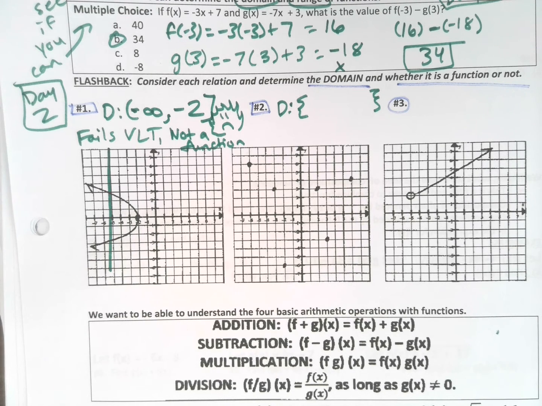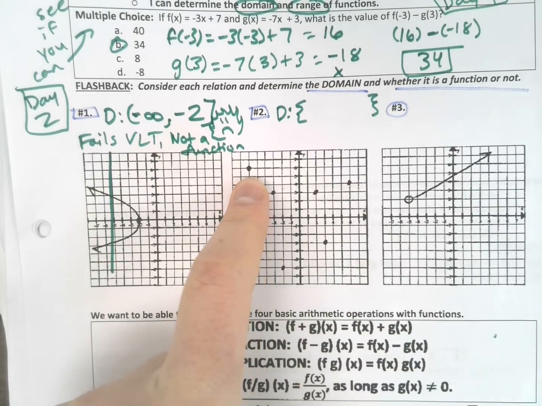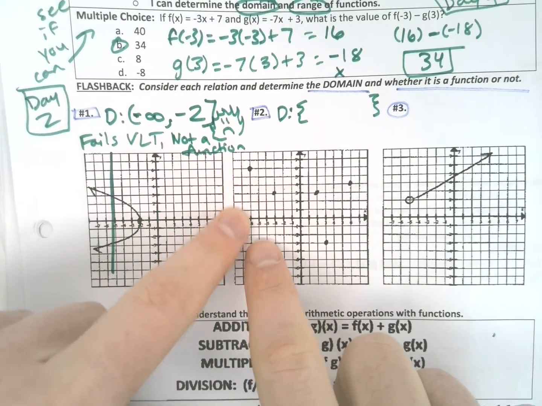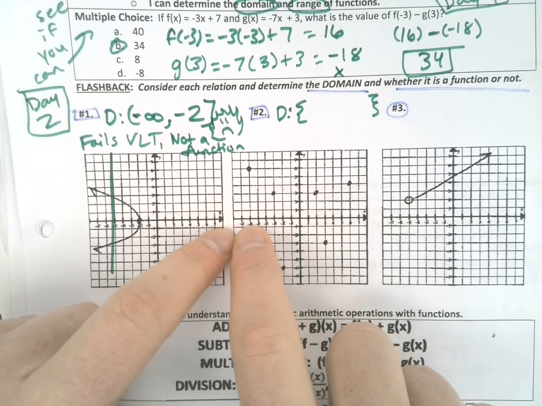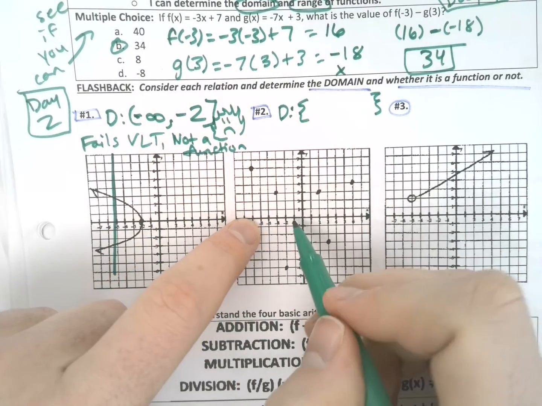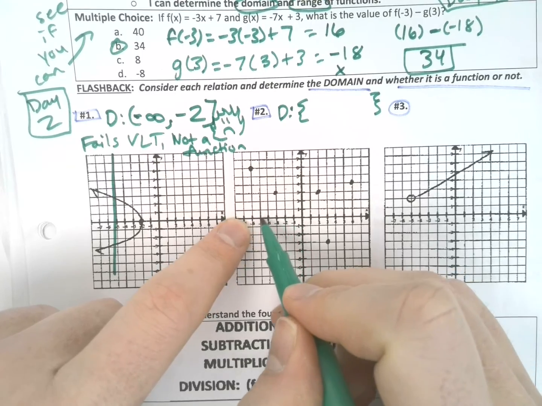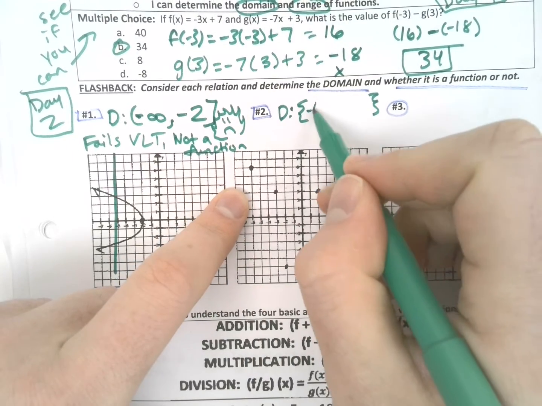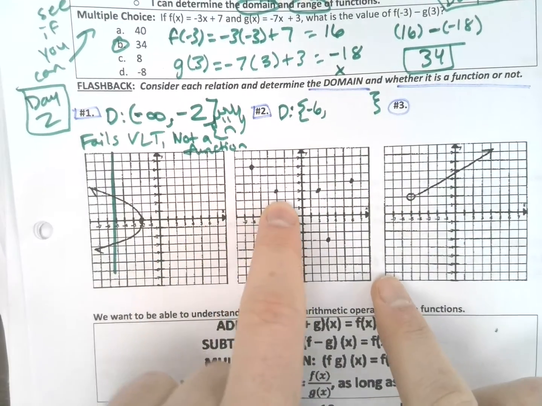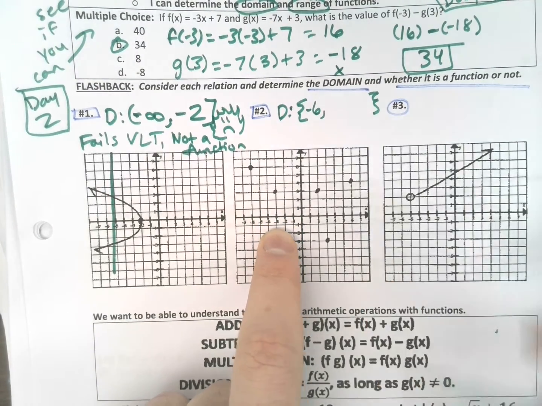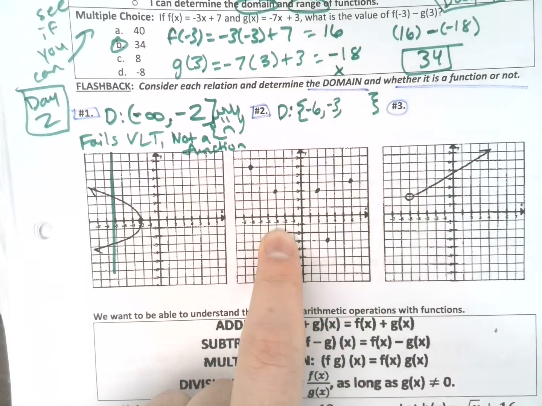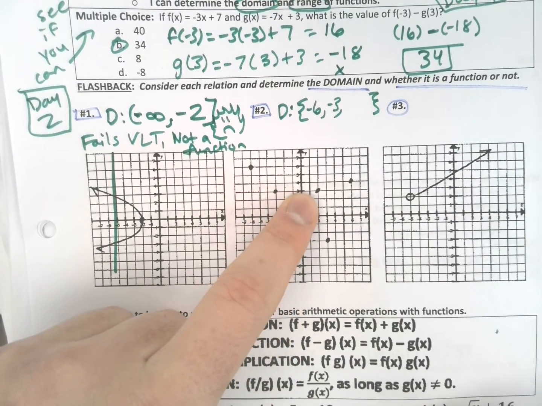So let's start with our point all the way over here on the left. Where is this point on the x-axis? Do you guys agree? -6? Looks like it. Count over: 1, 2, 3, 4, 5. Yep. Where's our next point? -3. Very good.